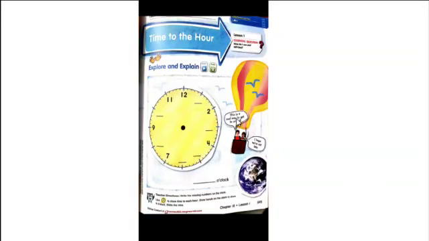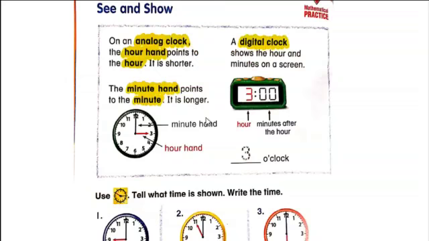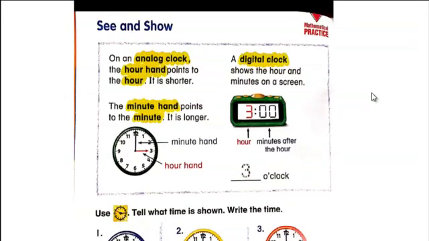Today I'll talk about a new lesson, but before we start, open your book to page number 593. Today's new lesson is called Time to the Hour. On the next page, number 594, the objective of this lesson is that we will know the types of clocks, and we will learn how to read and write the time. We will take new words like analog clock, the hour hand, the minute hand, and digital clock.